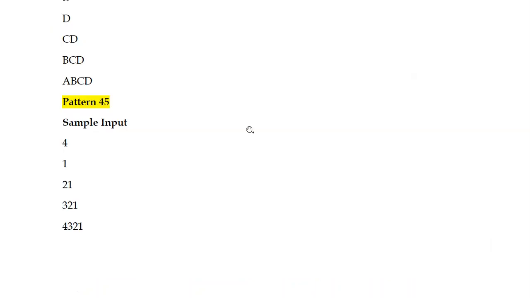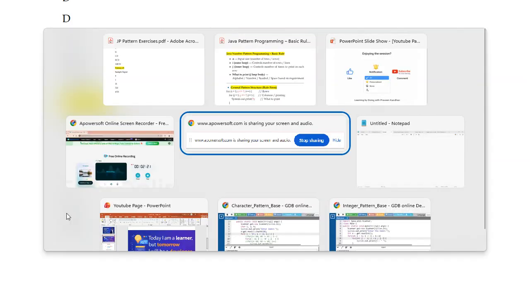First, observe the sample input and output. If my sample input is 4, I'm getting 4 rows. Each row depends upon the row number. Row number 1 means one time printing, row number 2 means two times printing, and so on. It depends upon the line number I'm printing. After that, what I'm going to print is the body of the inner loop, the number. It should be clear with this.